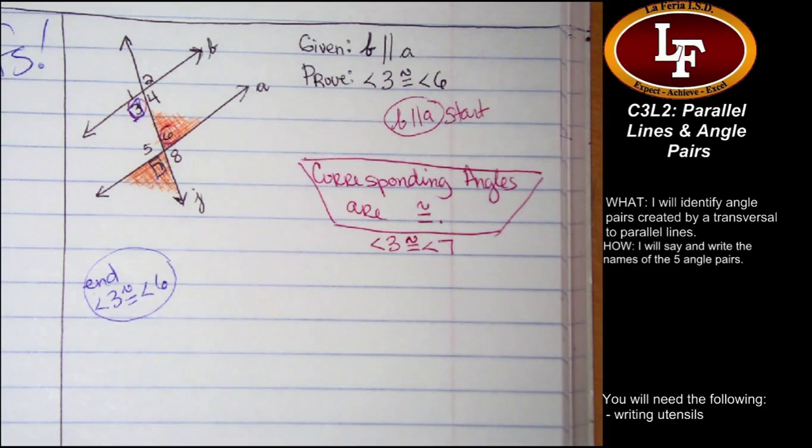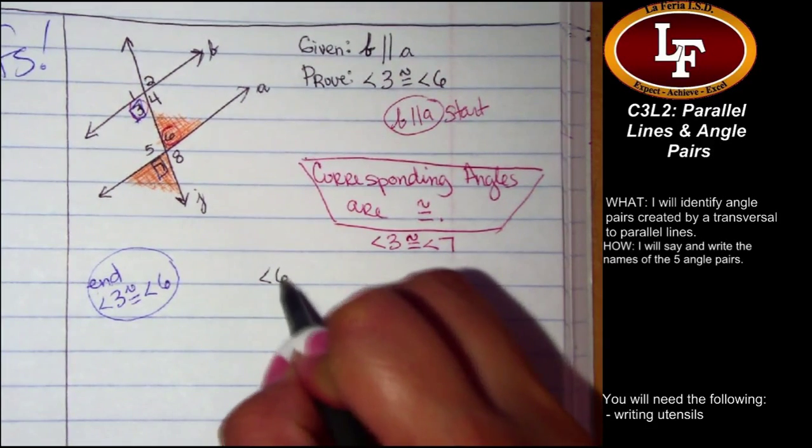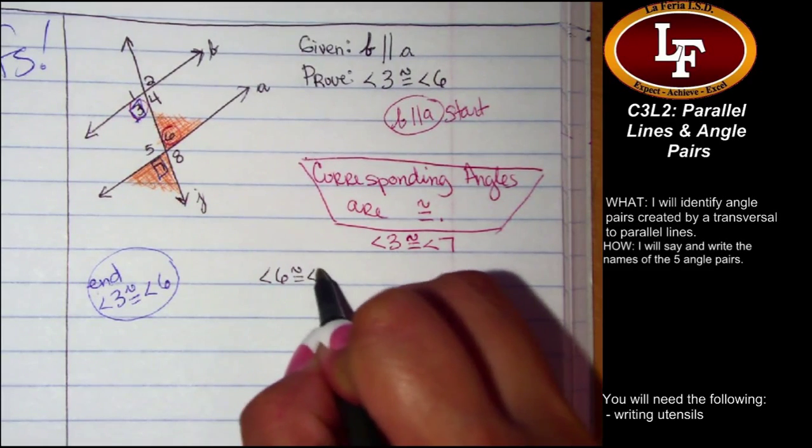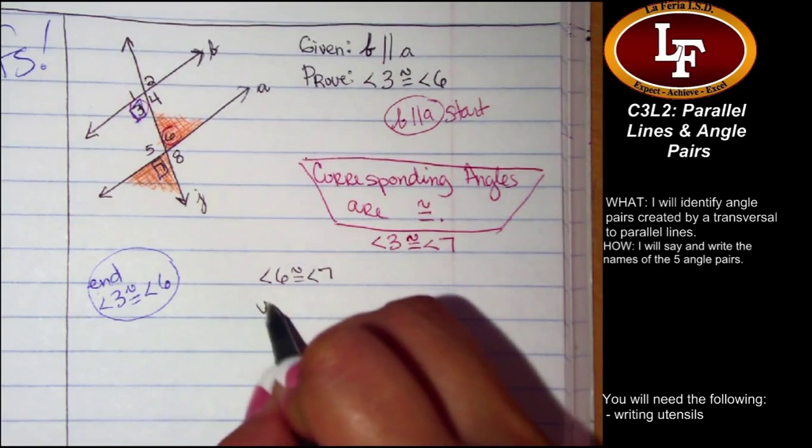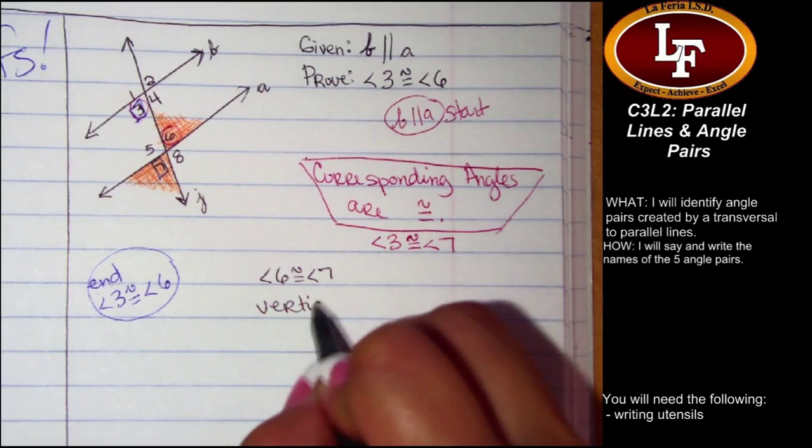Vector. Vector is not dealing with angles. They share a vertex, yes. One more time. Vertical angles. Angle 6 and angle 7 are vertical angles, which means they're congruent.